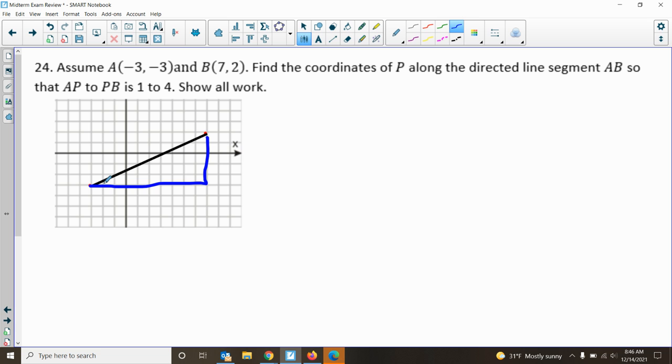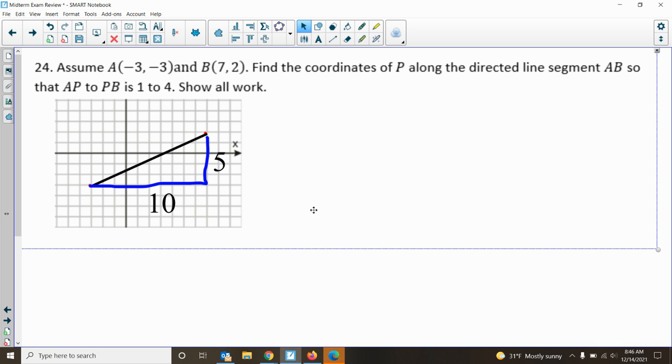Okay, so let's count. 1, 2, 3, 4, 5, 6, 7, 8, 9, 10. So this length is 10. And 1, 2, 3, 4, 5. This length is 5. Okay. So if I wanted to go 100% of the way from A to B, I would walk right 10 and up 5. But I only want to go 1/5 of the way.